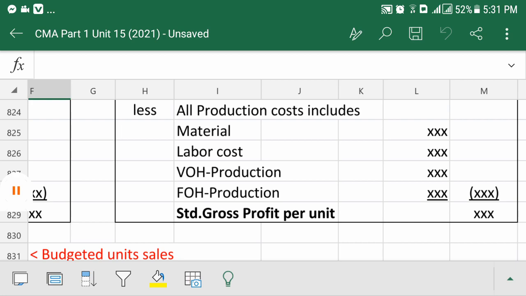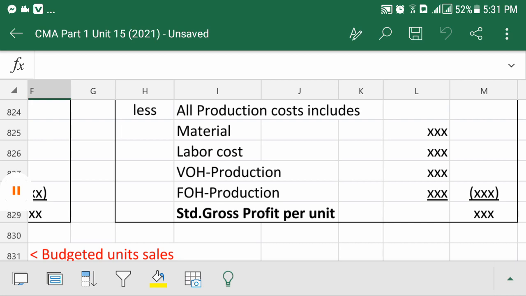About this we will discuss later. First we will see the last line: the standard quantity into the standard mix, which is the budgeted quantity, multiplied by the standard profit, and you will get the value. At the end, the note says that the difference of the first two lines is the mix variance and the difference of the last two lines is the yield variance.